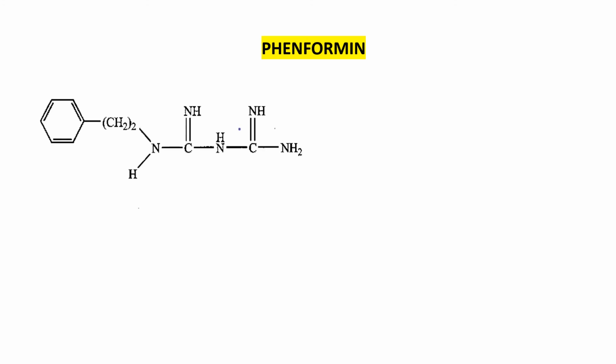This is the structure of your phenformin. See, this is the structure of your biguanidine. Give the numbering 1, 2, this is 3, this is 4, and this is your 5. Clear? Now the substituent group is present at first position. This is your substituent group, which is present at the first position. What is the name of the substituent group? This is the structure of your ethyl and this is the structure of your phenyl.